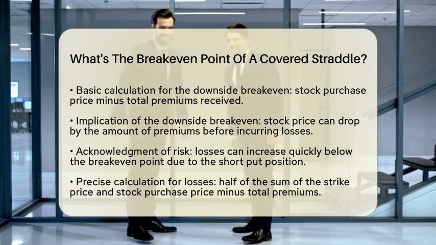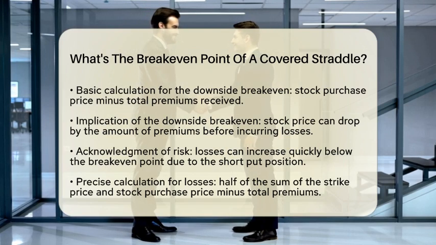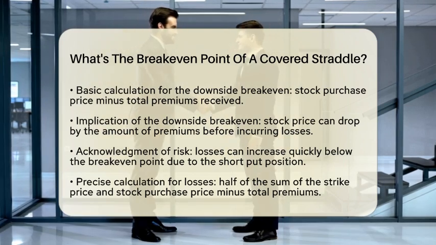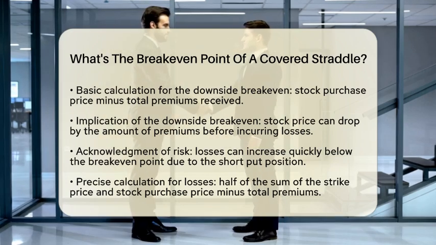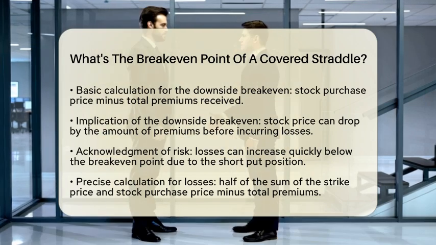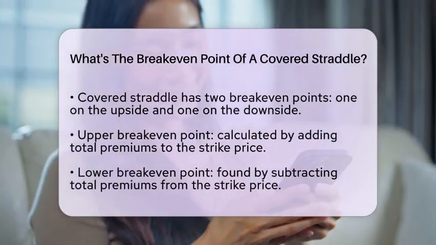position. Now, for a more precise calculation, you can consider how losses accelerate. The formula for this is to take half of the sum of the strike price and stock purchase price, and subtract the total premiums received. This accounts for the fact that losses on the downside grow faster because of the combination of the stock and the short put.